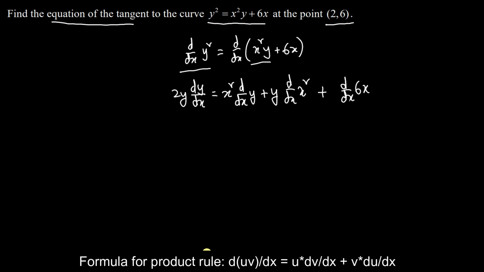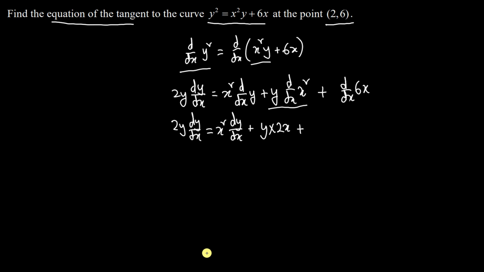Okay, let me break it down now. 2y dy by dx equals x square dy by dx, nothing to do here. Then the next part is y into 2x, because we differentiate the x square part. And the last part, dy by dx of 6x, gives us 6. So we have done the equation. Now we are going to put 2 for the x value and 6 for the y value in our main equation.